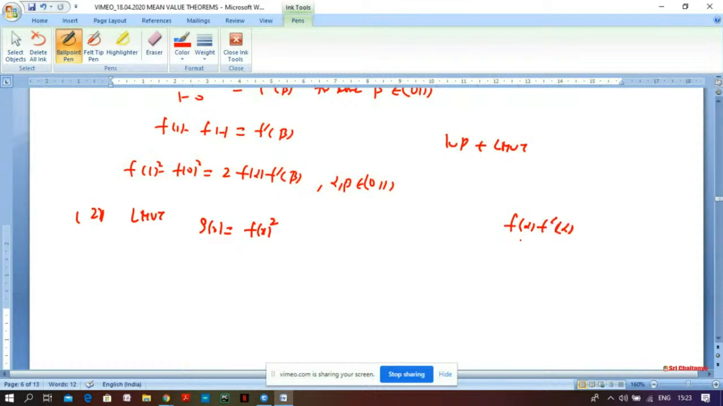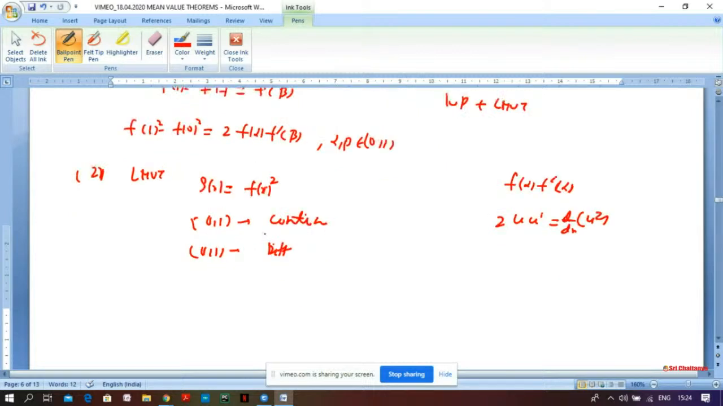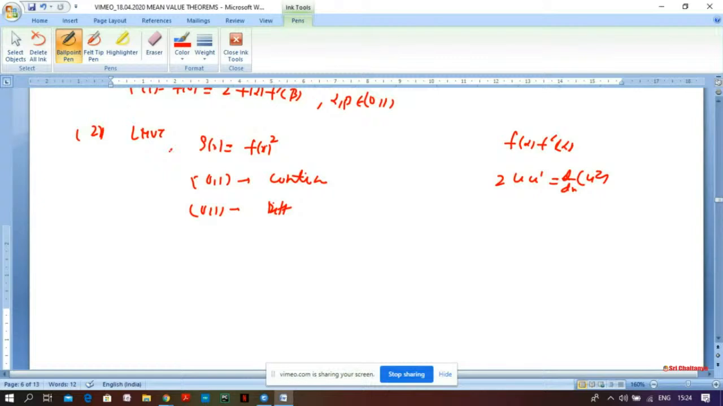So this tells me, if you have something like u prime, this is nothing but d by dx of u square, that is 2u u prime, and so on. That is all right. So I'll apply this function g(x) = f(x) square. Now this function is also continuous on [0,1] and differentiable on (0,1), because f is there, so f square also will be. So apply LMVT to g on 0 comma 1.